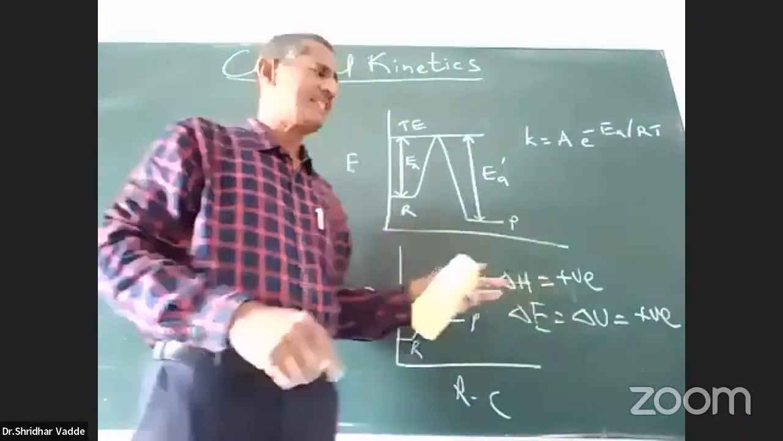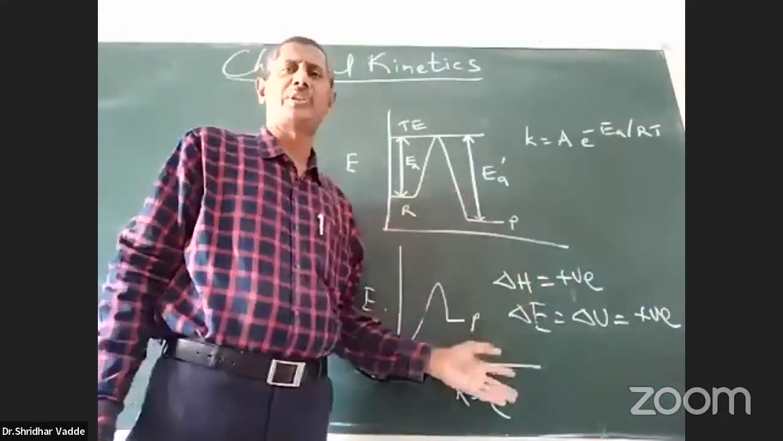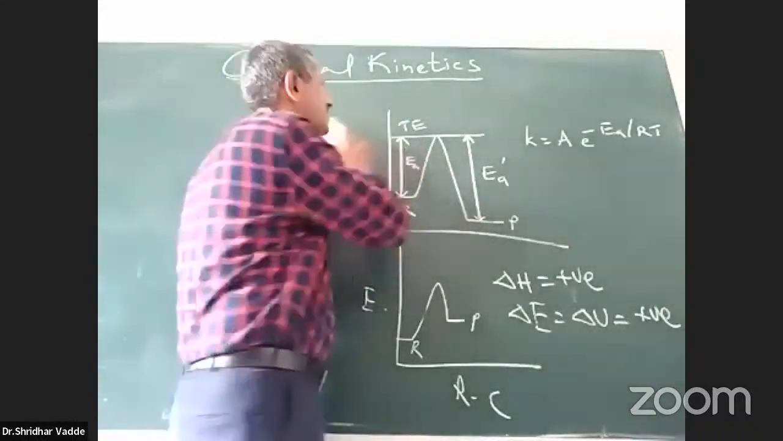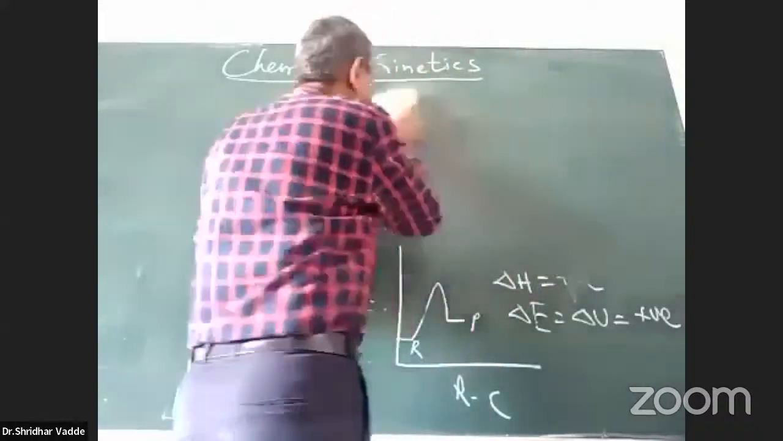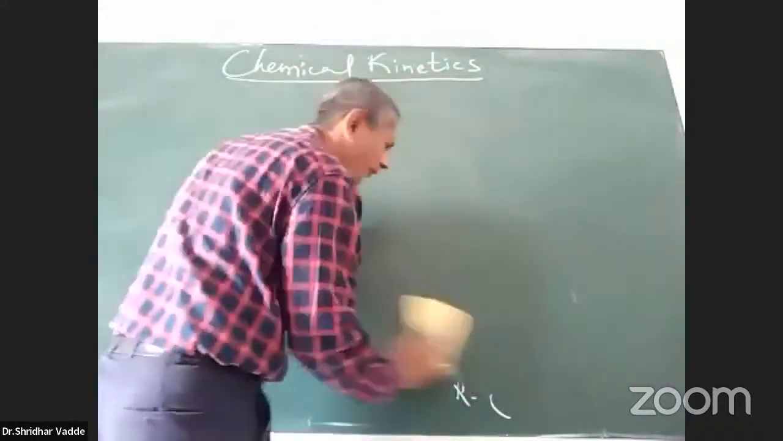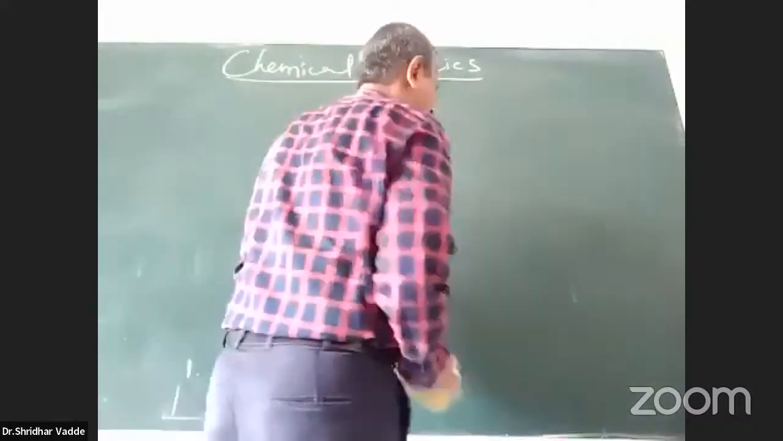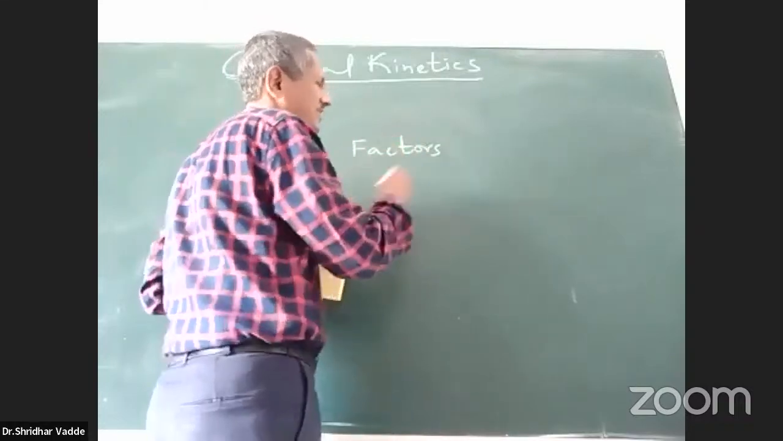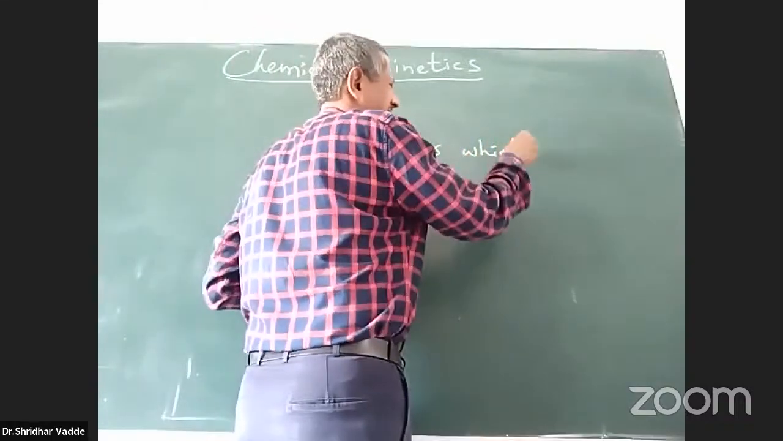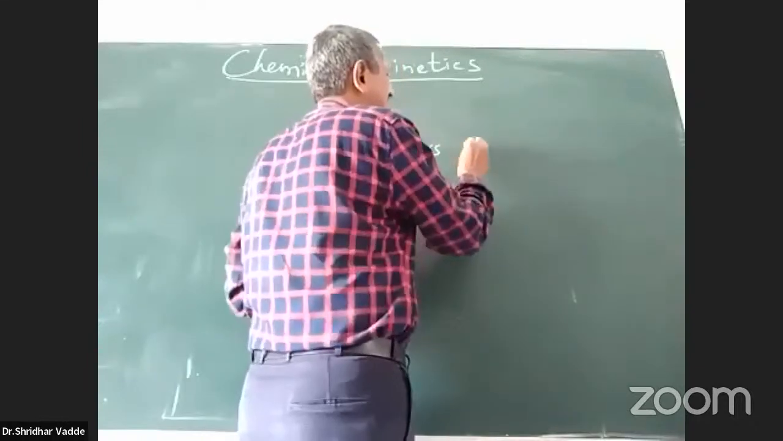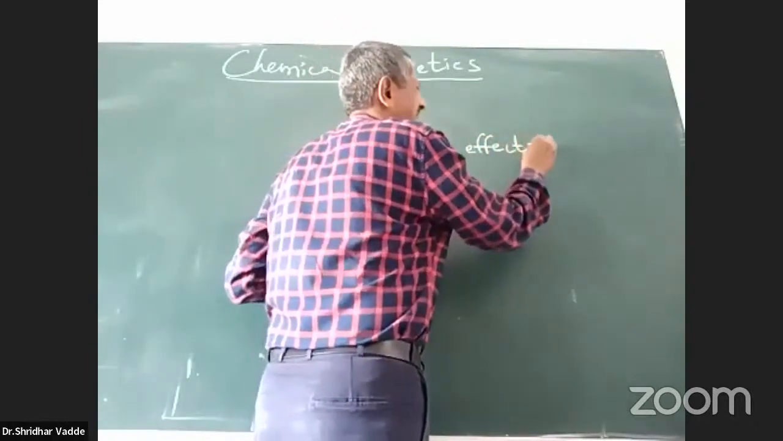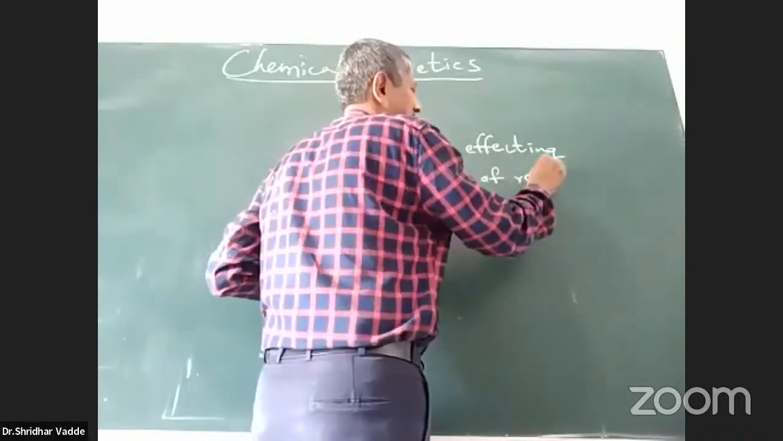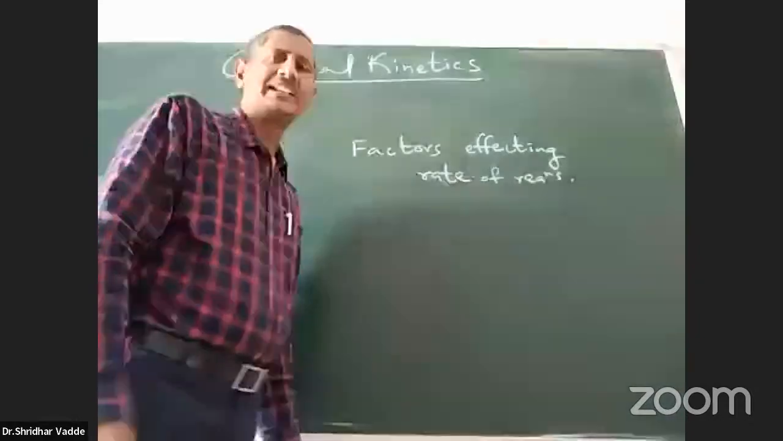So this is about endothermic reactions and exothermic reactions. This is about collision theory. And now we can see the factors which affect the rate of reactions.